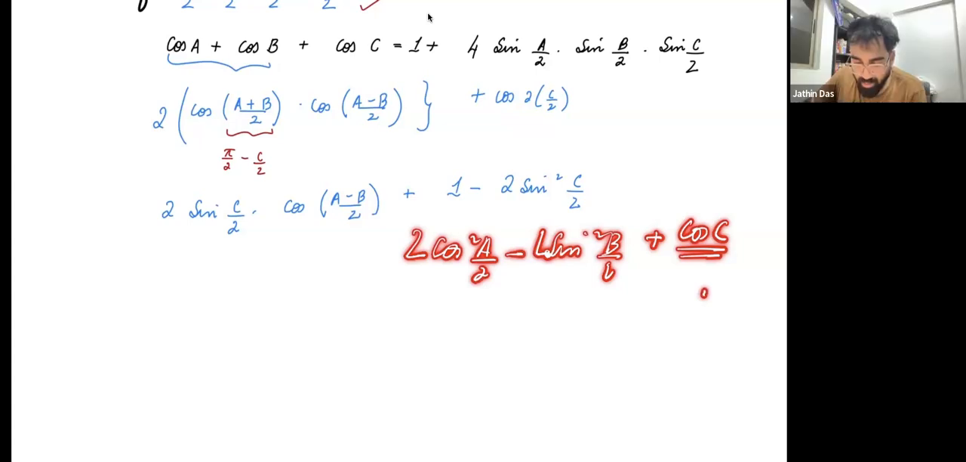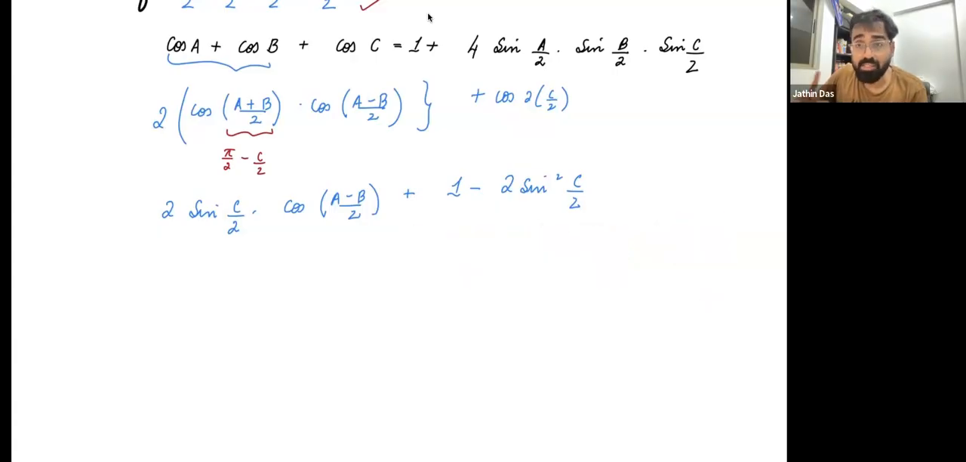है ना? Cos a plus b into cos a minus b is 2 cos square a minus sin square b ना? वही अप्लाई किया ना a plus b. A is a by 2, b is b by 2. That will you told na, cos a plus b into cos a minus b.